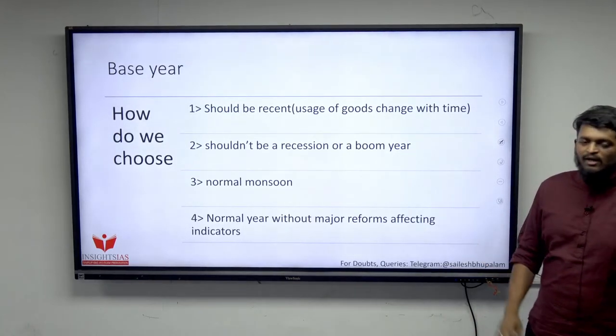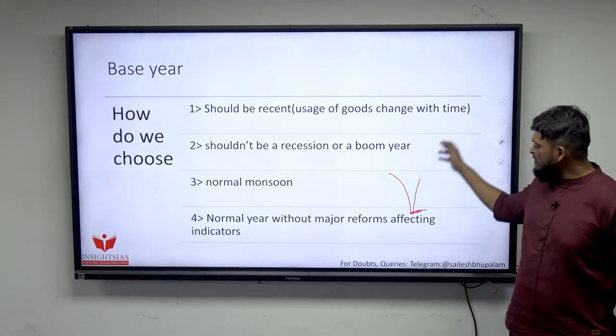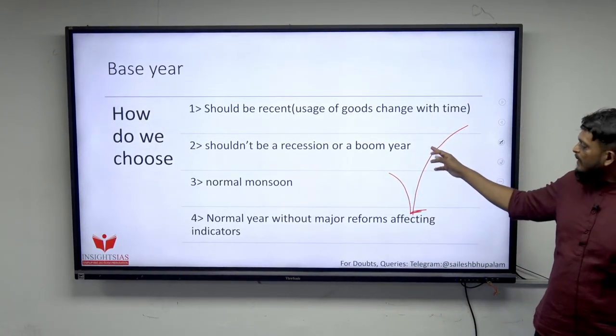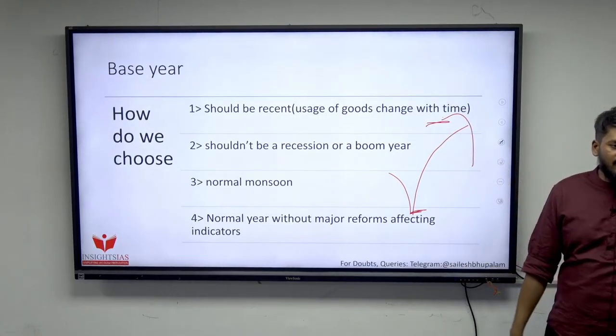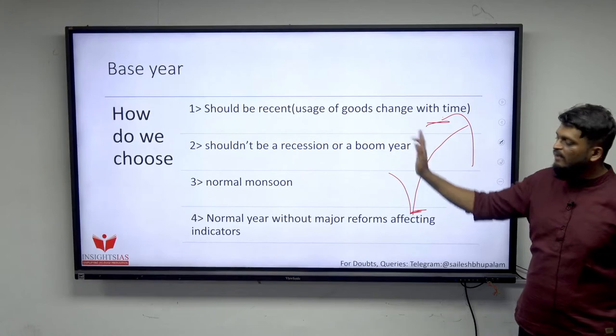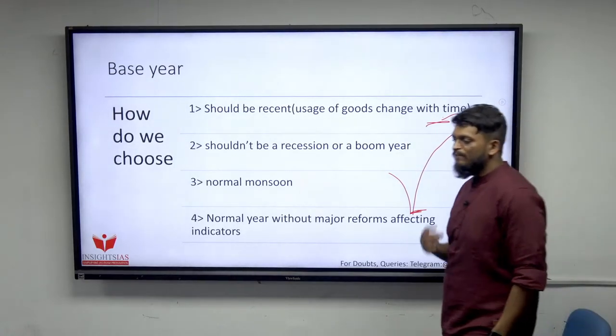Second, it should not be a recession year or a boom year. Because if it is a recession year, the base year will have a base effect. Imagine if it is a boom year, then also it will have a base effect. To prevent this base effect, it should be a normal year. It should not be either a recession year or a boom year. Then it should have a normal monsoon.